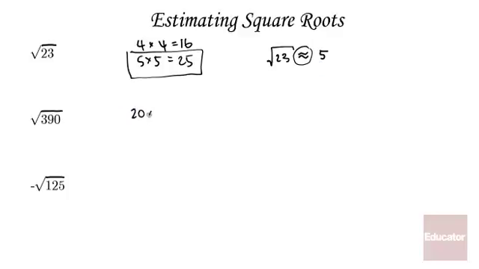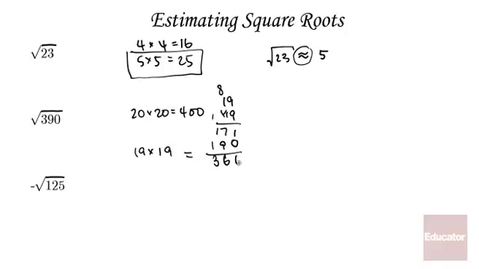Now the square root of 390. Well, I know that 20 times 20 equals 400. That's a little bit over. Let's see, 19 times 19. 19 times 19 equals 361. So that's a lot lower. So the estimate of 20 is closer. So the approximate square root of 390 is about 20.